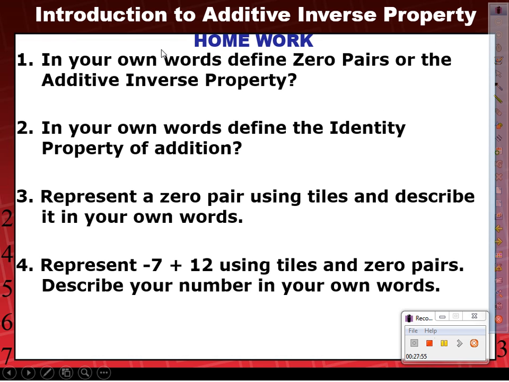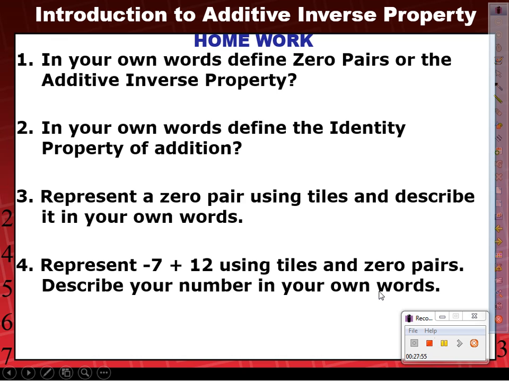Homework is only 4 questions. Number 1, in your own words, define 0 pairs or the additive inverse property. Number 2, in your own words, define the identity property of addition. Number 3, represent a 0 pair using tiles and describe it in your own words. And number 4, represent -7 plus 12 using tiles and 0 pairs. Describe your number in your own words.